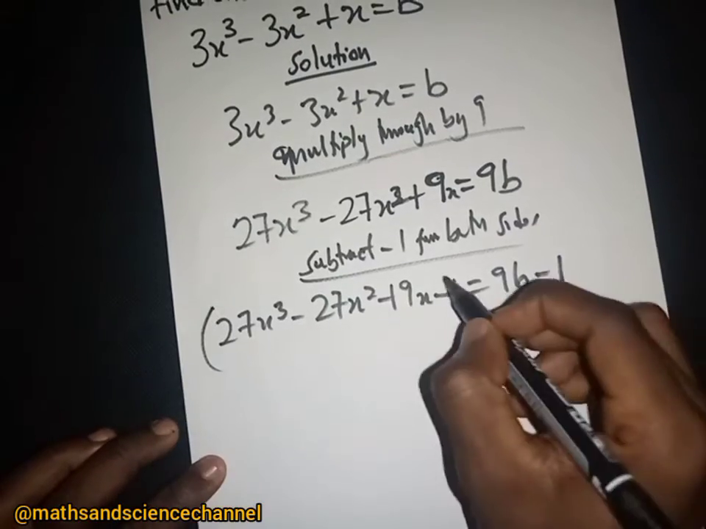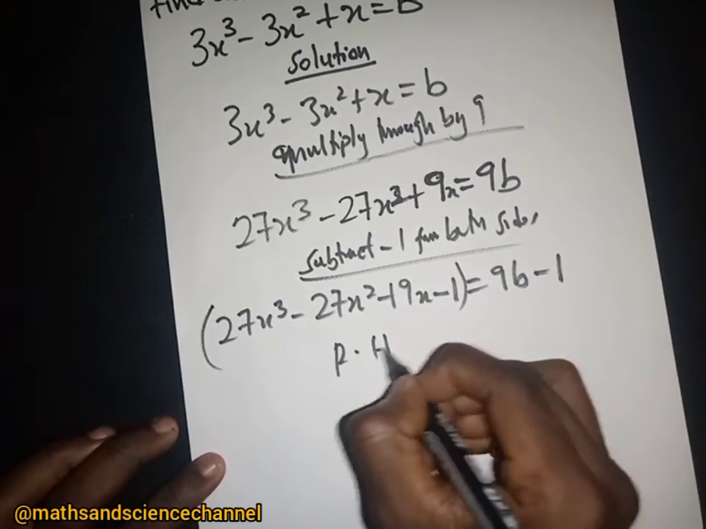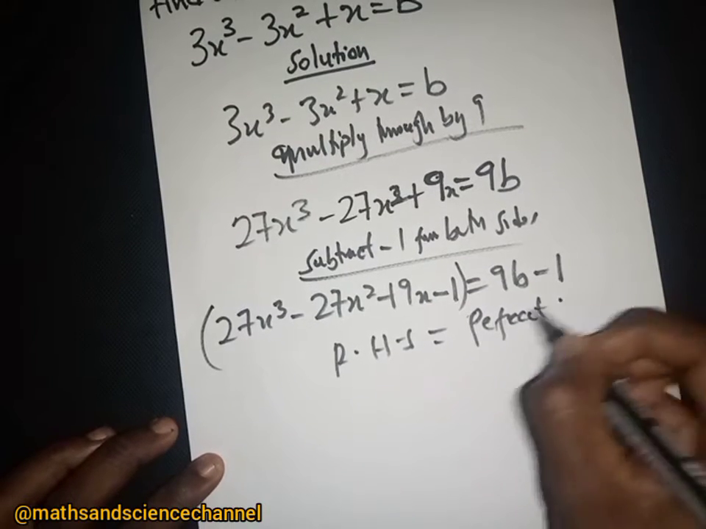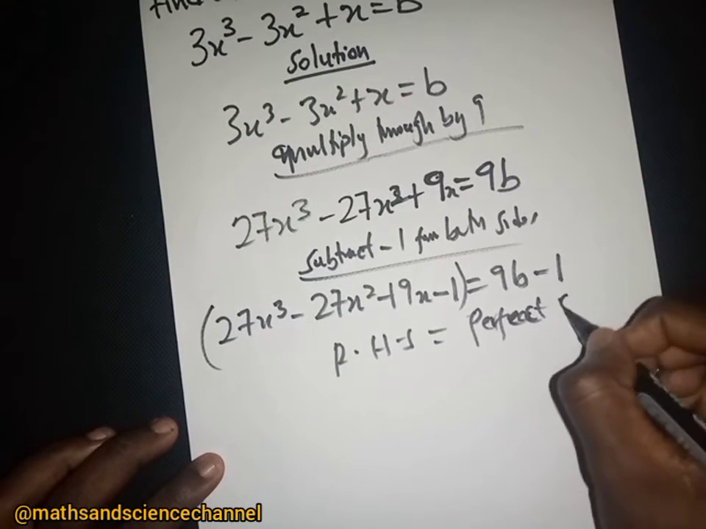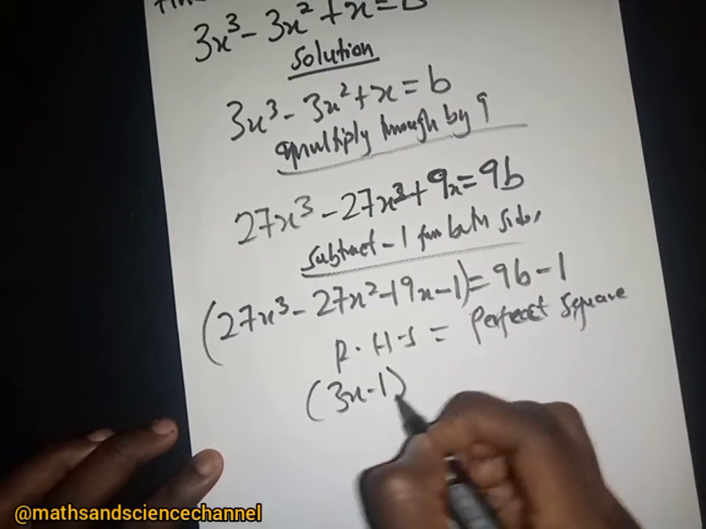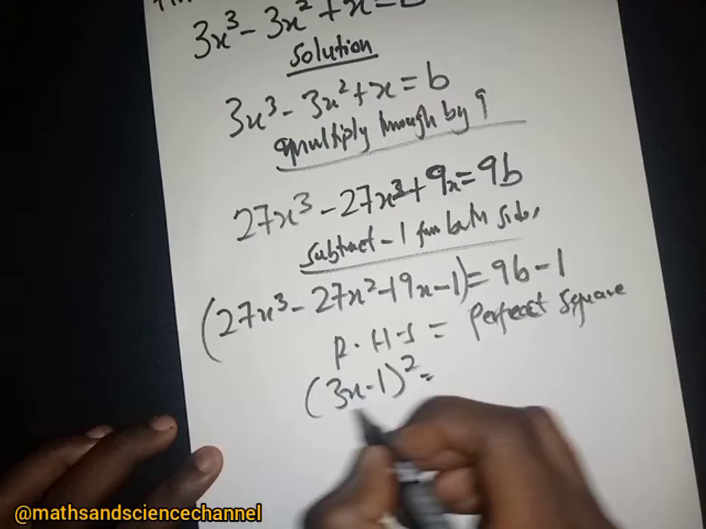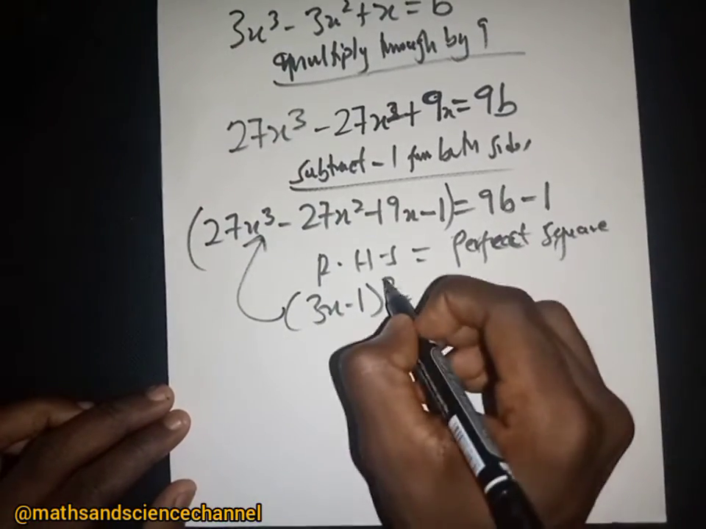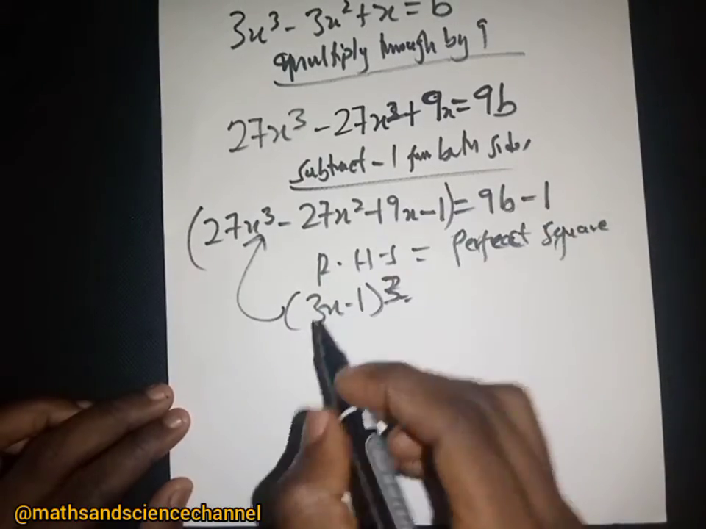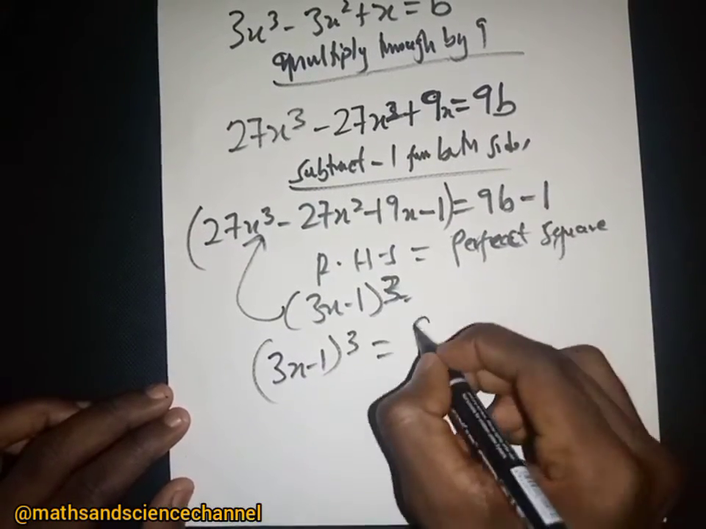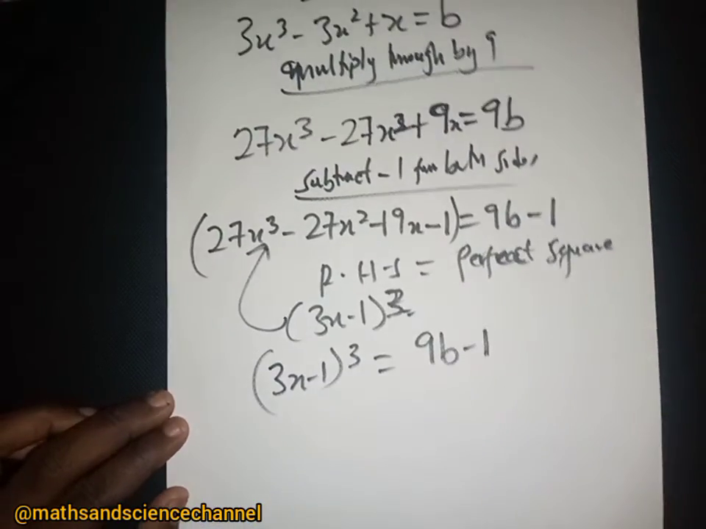Now realize that the left hand side is a perfect cube, in the sense that when you have 3x minus 1 to the power of 3, it should give you the whole of this, right? So we are going to replace that. So we have 3x minus 1 cubed here being equal to 9b minus 1, right?